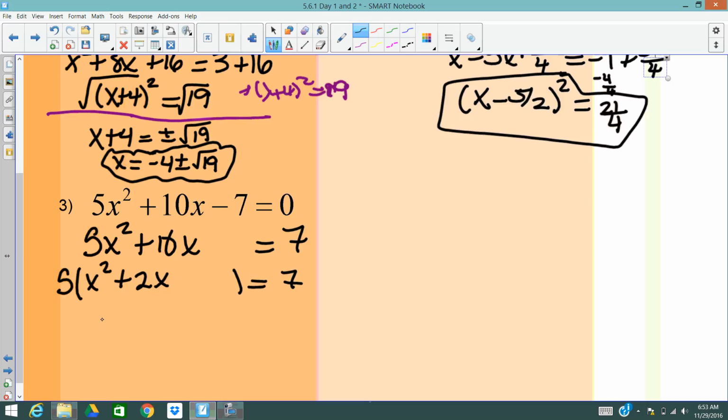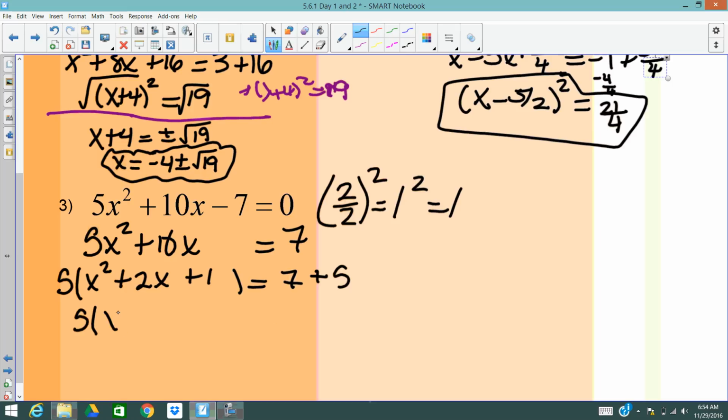So now my leading coefficient's 1, and so now we do the same thing as before. I take my middle term, 2, divide it by 2, and square it. So that's 1 squared, which is 1. So I'm going to add 1 to my left side. But if you think about it, I'm not actually adding 1. I'm adding 5 times 1, right? Because it's 5 times that quantity. So on my right side, I have to add 1 times 5, which is 5, to keep the two sides balanced. So now my left side factors to be 5 times the quantity x plus 1 squared equals 12.